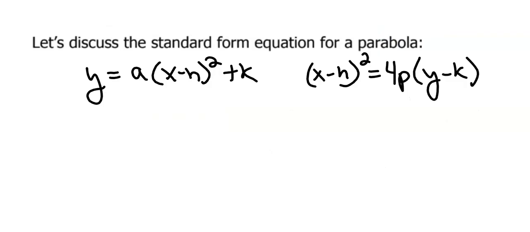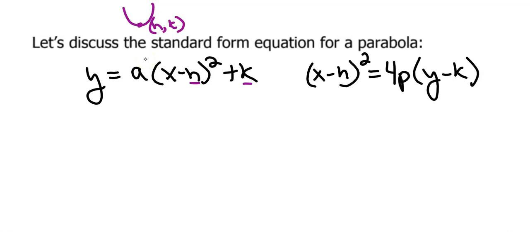Now, what I want to take you through here is the standard form for the equation of a parabola. So on the left is what we studied in the fall, the vertex form, where we saw h and k, remember, were the vertex of our parabola. And a kind of described how much it opened up, or whether it opened up upwards or downwards.